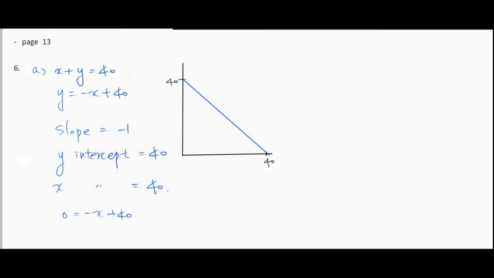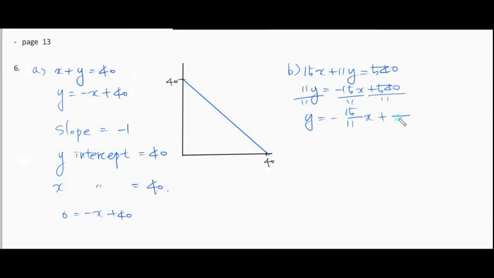And now let's draw the graph for B. B was the graph that's related to the money: 15x plus 11y equals 540. Also make it into y-equals form: 11y equals minus 15x plus 540. Dividing both sides by 11, y equals minus 15 over 11 x plus 540 over 11. And like this, instead of drawing, I'll use a calculator to draw the graph.